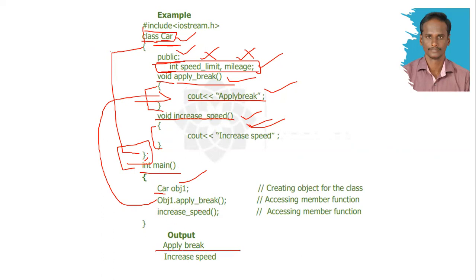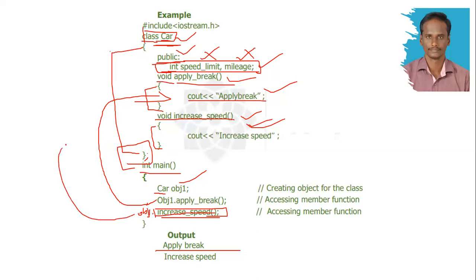And next, increase speed. Will it work? It will not work, because whenever you want to access the properties or members of a class, you should use object dot member name. If you use the statement this way, it won't work and shows an error. So what you should do here is add object1 dot increase speed.